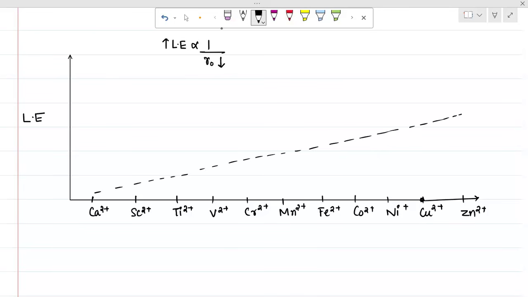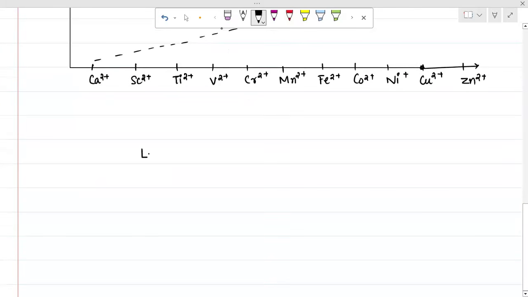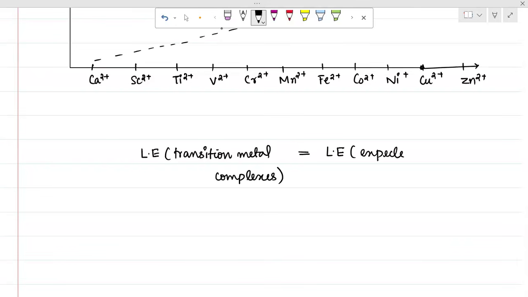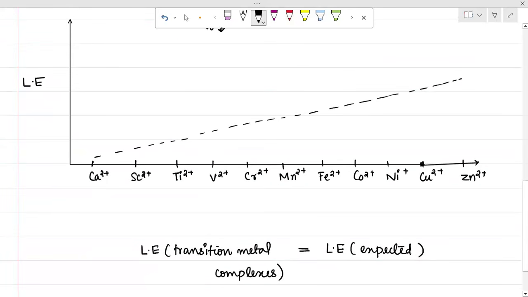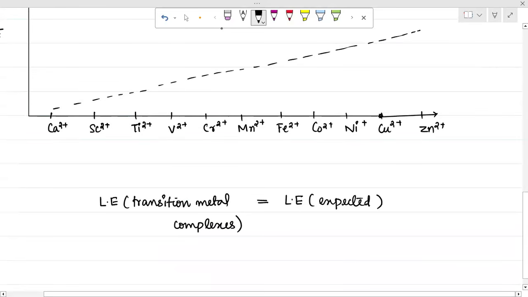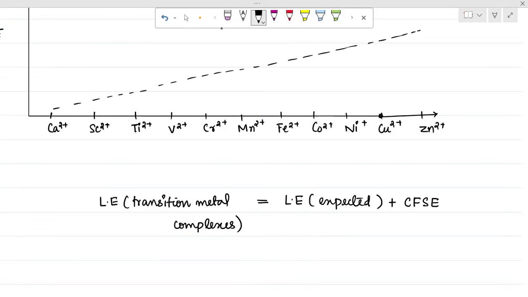Okay, but what do we get? Especially in transition metals, the lattice energy of transition metal complexes. The actual value differs from the lattice energy which is expected, which is shown by the dashed line. Because a complex is being formed, as a result of the complex formation there is something called crystal field stabilization energy, which we know, correct? If the complex which is formed is negative in CFSE, it means it is stable, right? So lattice energy is negative. If a stable compound is being formed, the stabilization will also be negative. So negative and negative, it will become more negative.